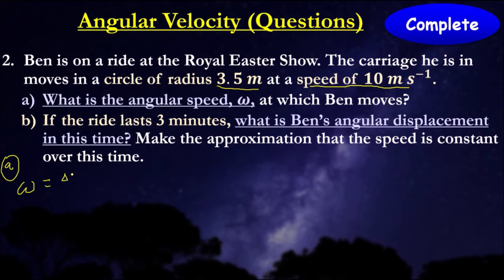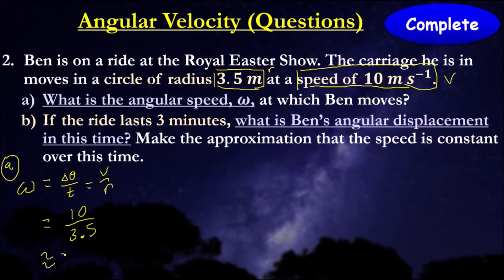So we have two formulas we could use. We could use delta theta over t, or we can use v over r. We're going to use v over r in this case because we know the radius and we know the linear velocity. Notice how I say linear velocity, not just velocity in general. So make it very clear for yourself. So it'll be 10 over 3.5, and we get approximately 2.86 rads per second.